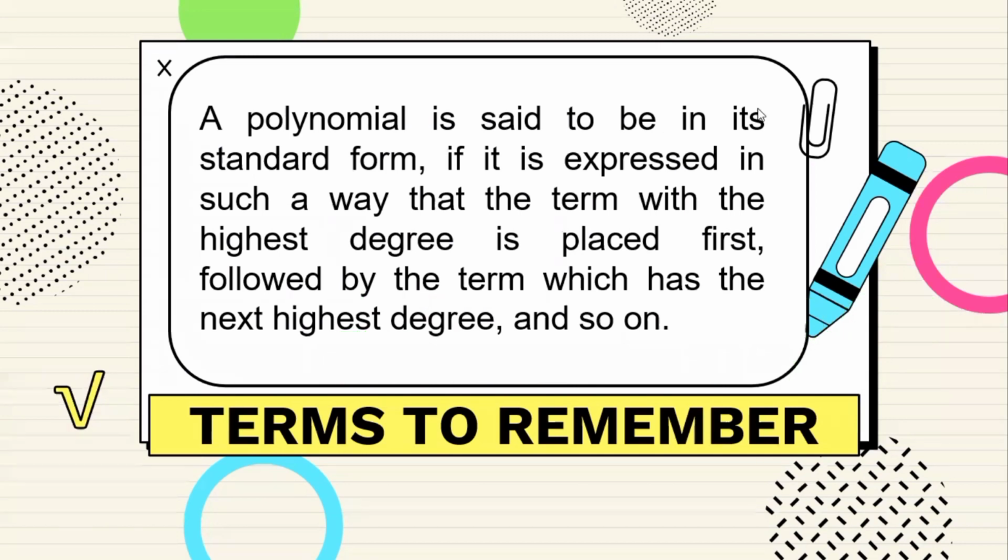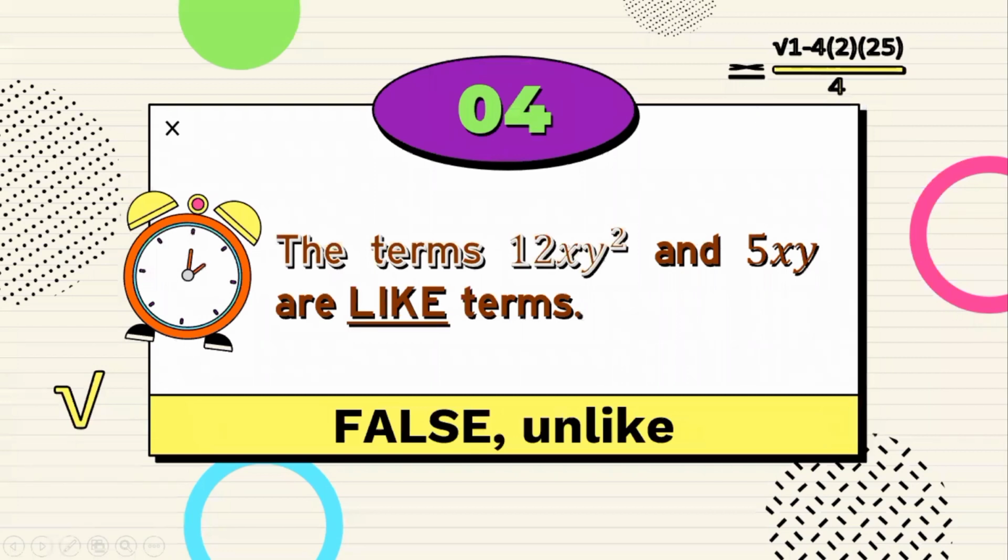Next. Number 4 question. We have the terms 12xy squared and 5xy are like terms. So we identify whether the given statement is true or false, and then we change the underlined word. If it's false, we have to change the underlined word to make this statement correct. Okay? So the terms 12xy squared and 5xy are like terms.